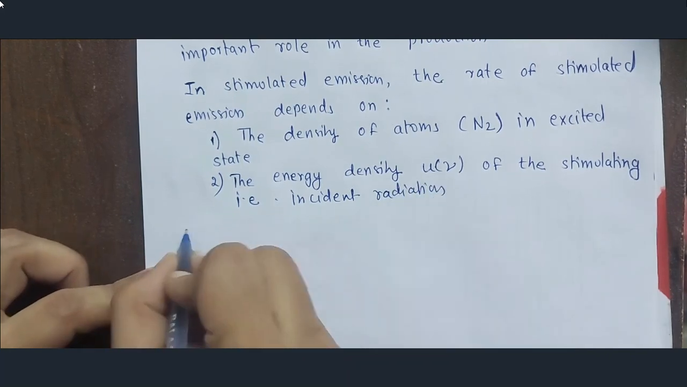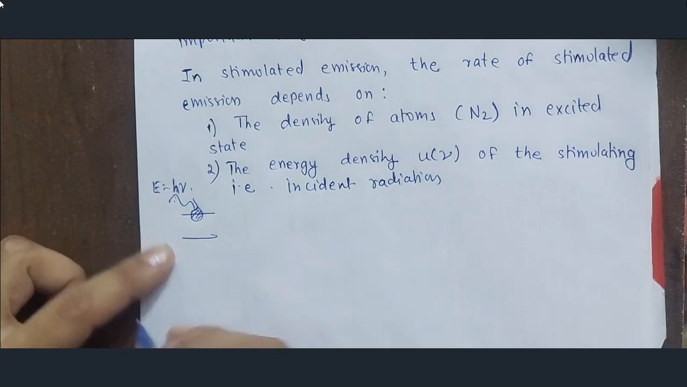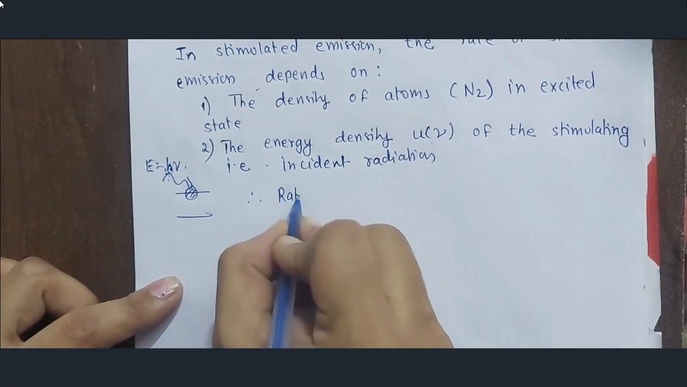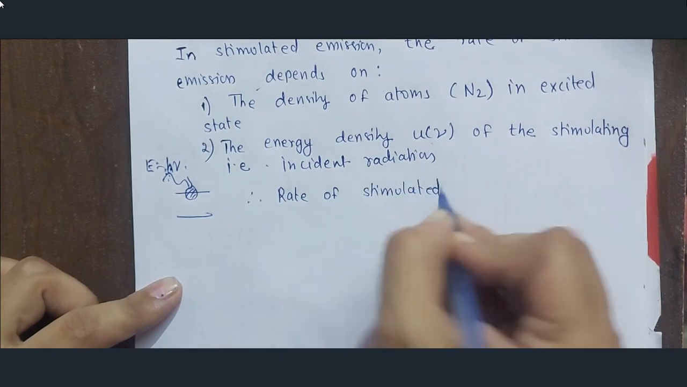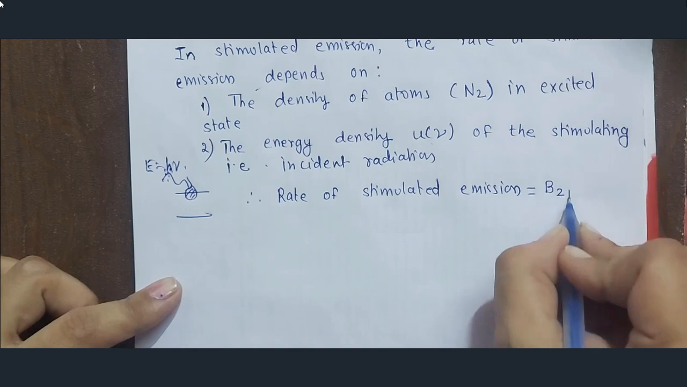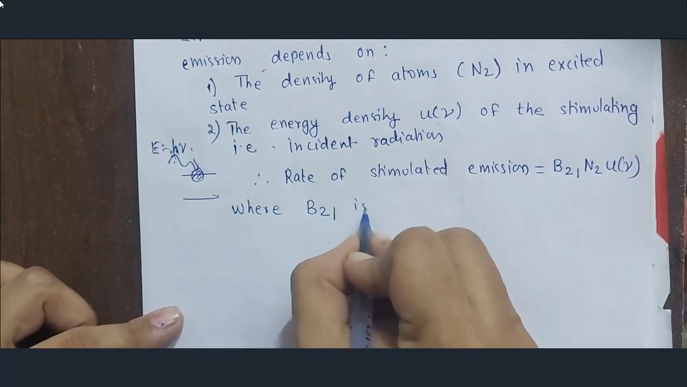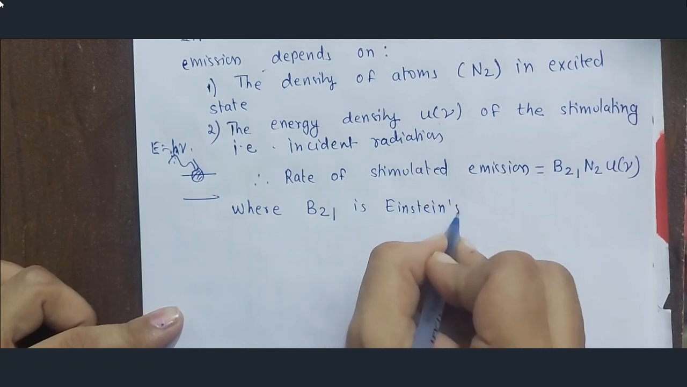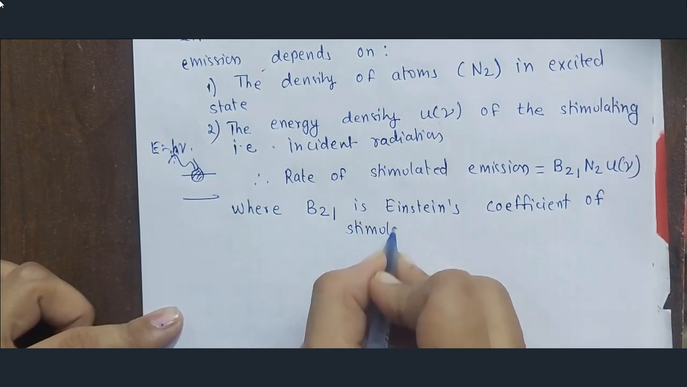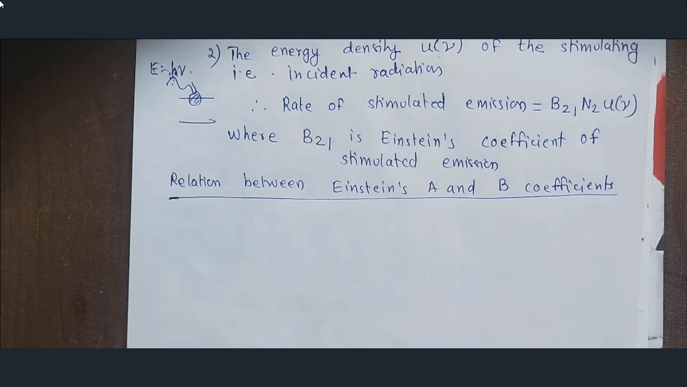Here we are talking about the atom in the excited state and this is the incident radiation. So the stimulated emission also depends on the energy density of this photon. Therefore, the rate of stimulated emission depends on B21 n2 u of nu, where B21 is Einstein's coefficient of stimulated emission.